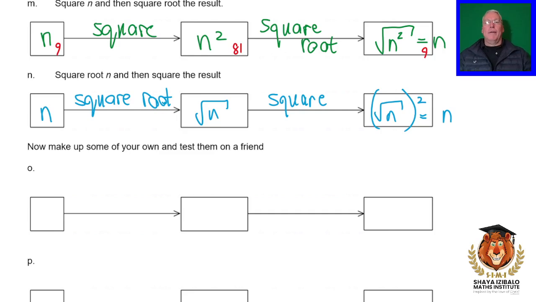And again, it might make more sense for you if you think about it with a number. So suppose we start off with 9 here. When you square root 9, you get 3. When you square 3, you get 9. Squaring and square rooting are undo operations of one another. They take us back to where we started. They're also called inverse operations.